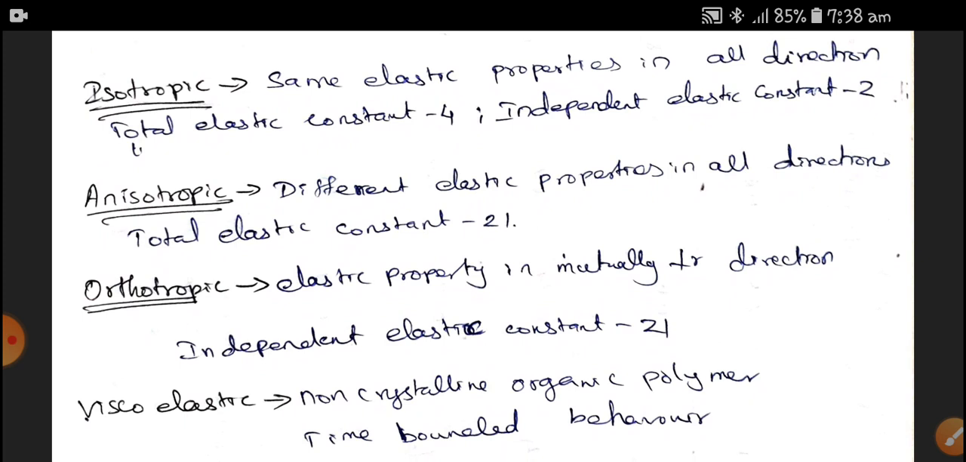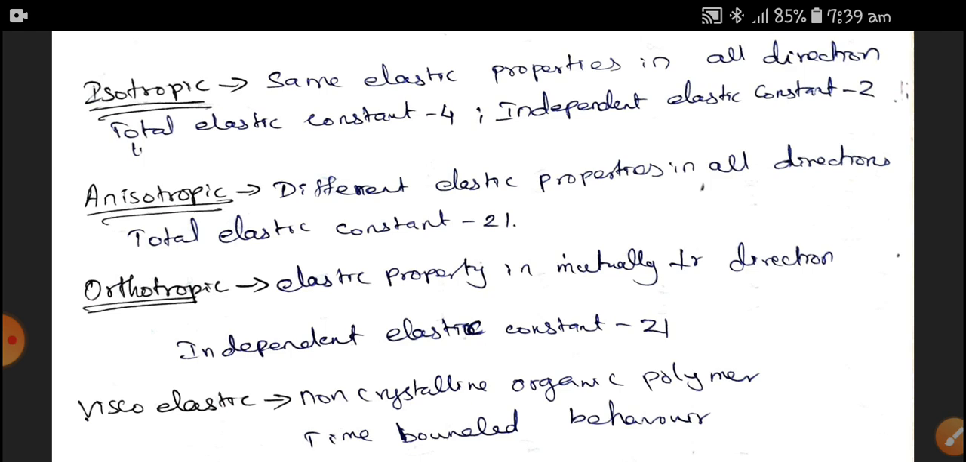First of all, isotropic is the property of a material having the same elastic property in all directions. A material which contains the same elastic property in all directions is called an isotropic material. In isotropic materials, the total number of elastic constants is only four: Young's modulus, bulk modulus, rigidity modulus, and Poisson's ratio.